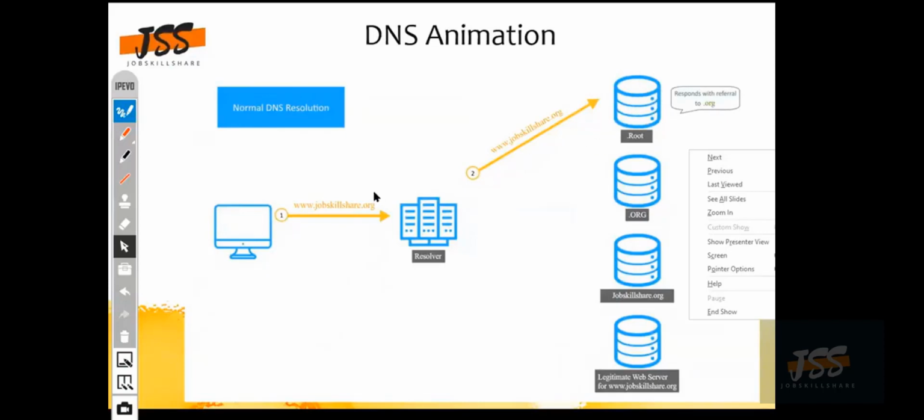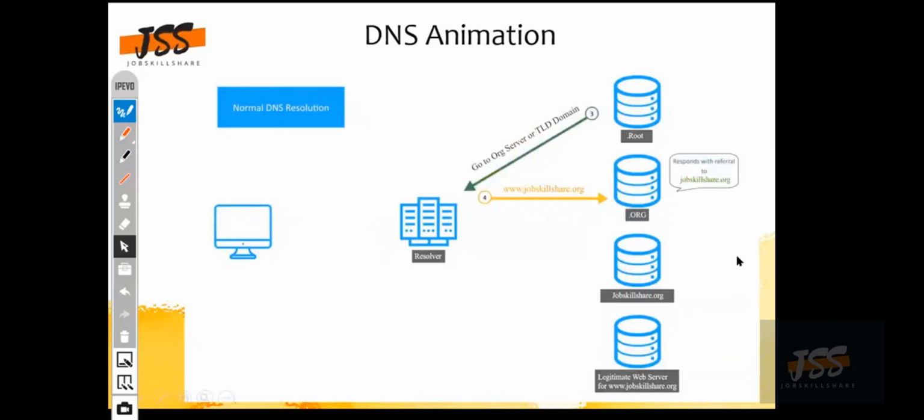The root server will look at the part after the dot, which is the top level domain, and say that you have to go to the org server. So what will happen next? As you can see, it sent back to the resolver that you need to go to the org server, so it went to the org server. So it's kind of filtering, first by .org, and then it's going to look for the rest. Exactly. Okay, cool.